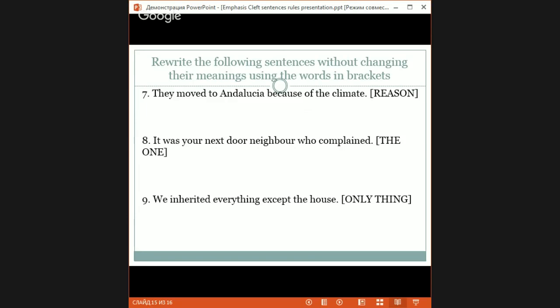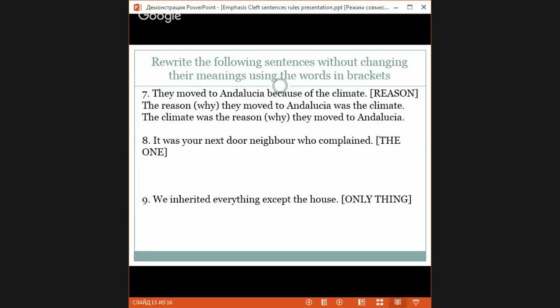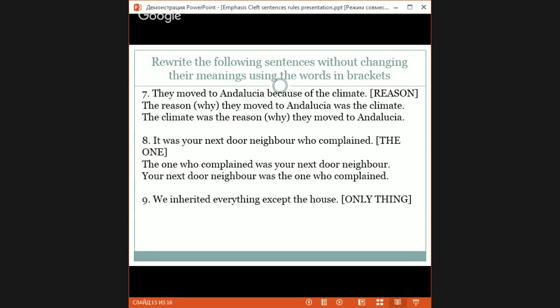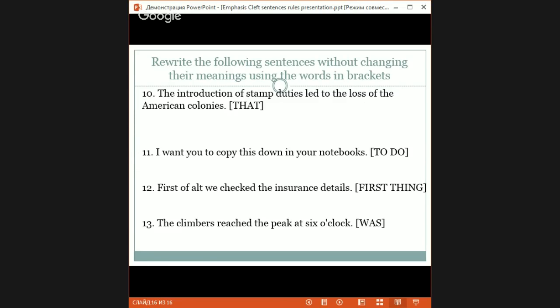So what we have here: they moved to Andalusia, I guess, because of the climate. The reason why they moved to Andalusia was the climate. Or the climate was the reason why they moved to Andalusia. It was your next door neighbor who complained. The one who complained was your next door neighbor. Or your next door neighbor was the one who complained. We inherited everything except the house. The only thing we didn't inherit was the house, or the house was the only thing we didn't inherit. And the last one, please.